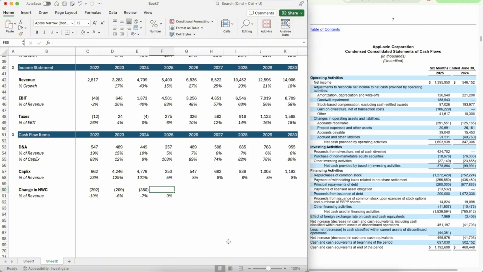So, change in net working capital: minus 291.551 plus 20.691 plus 91.511. What do we want to do with this? Let's leave it at that.